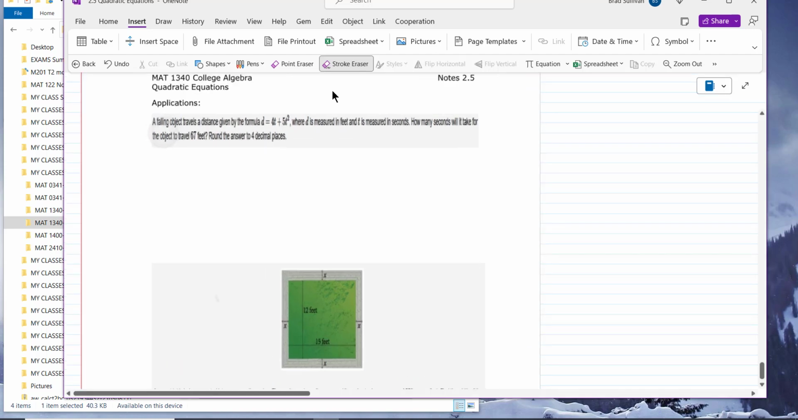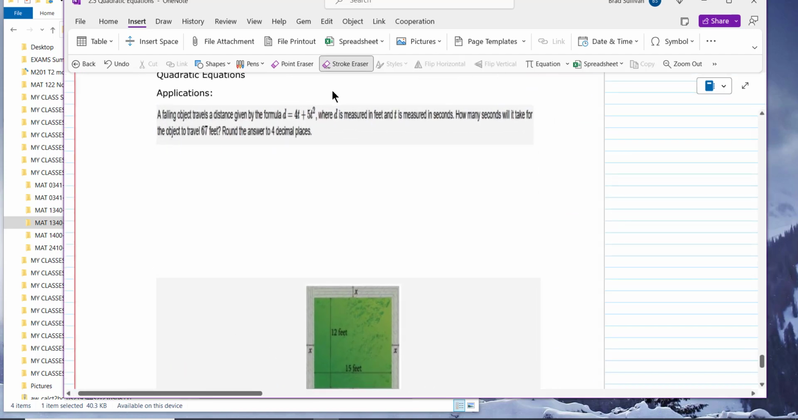So you'll see this on web work, just a couple of basic applications. So this one says that you have an object, it's traveling, it's giving you some sort of a formula on here. It's giving you an equation. D is equal to, oh, come on, let's run this thing.